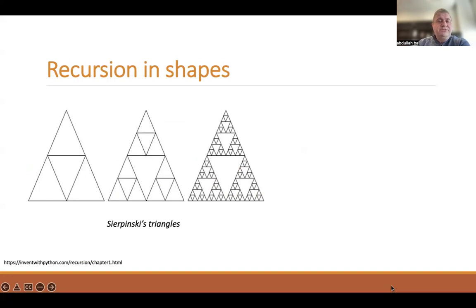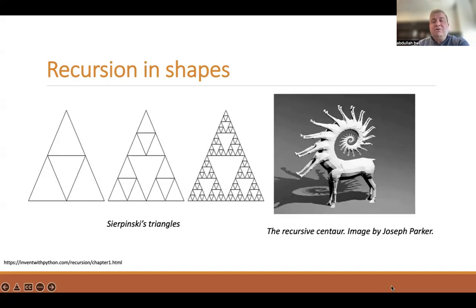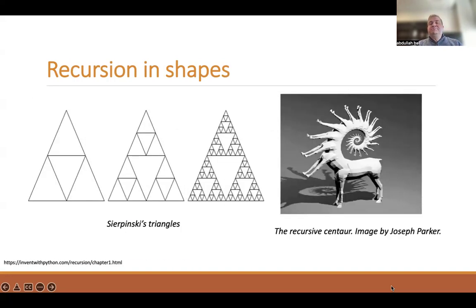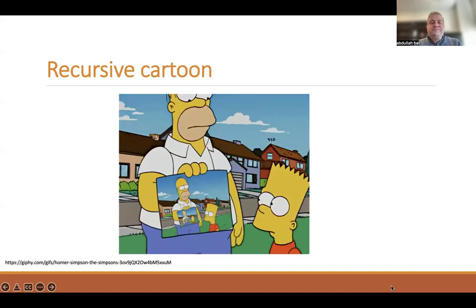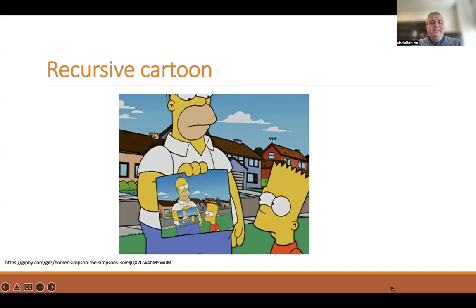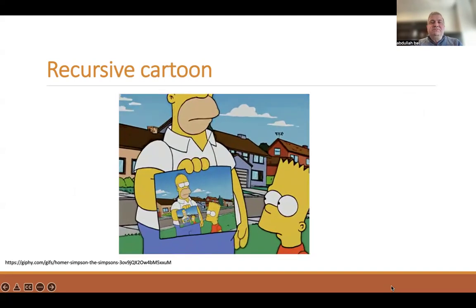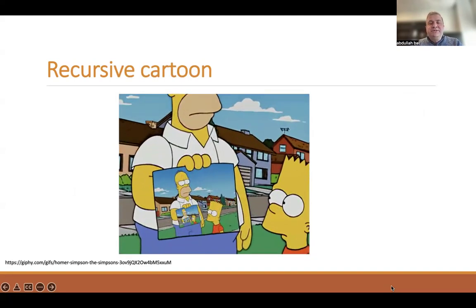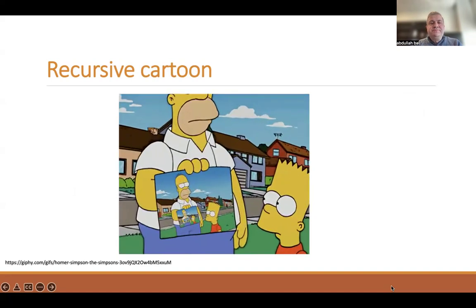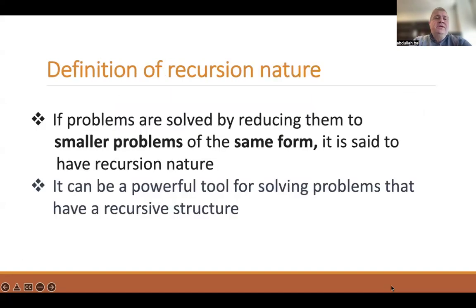We can see recursion in our environment, around us. For example, Sierpinski's triangles, recursive contour, mystic shape, or this cartoon. These are recursive nature.